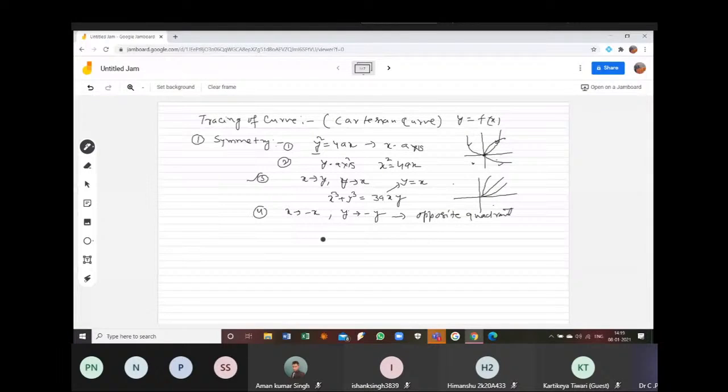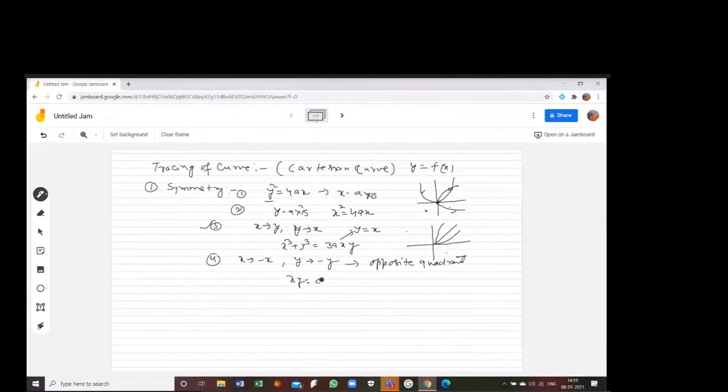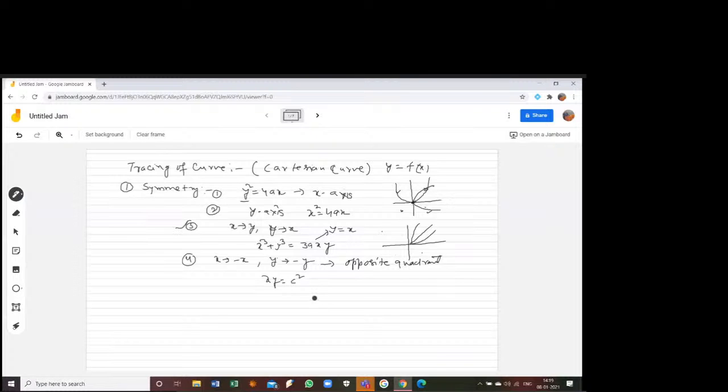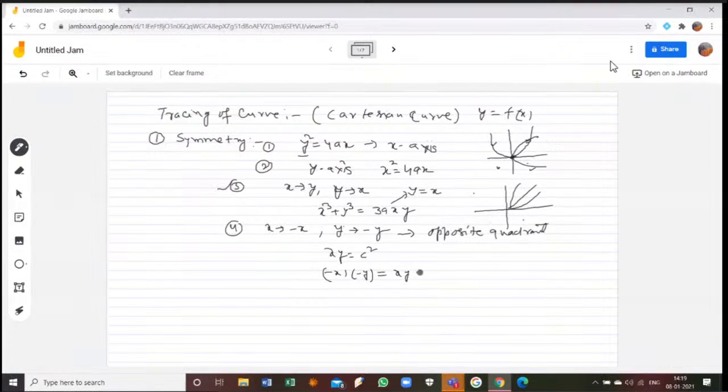So let us take the example xy is equal to c square. You change x to minus x and y to minus y, so this is minus x times minus y. Now this is again xy is equal to c square. So the curve remains the same. That's why whatever curve is there in this quadrant, the similar curve is in the opposite quadrant also.